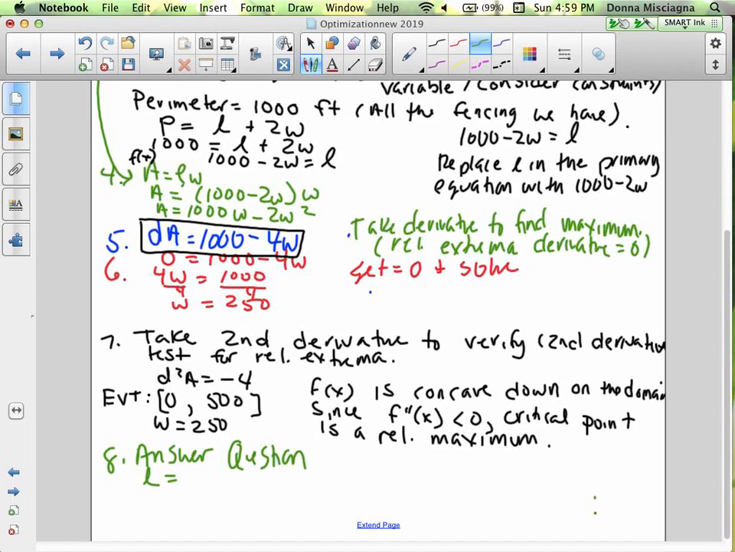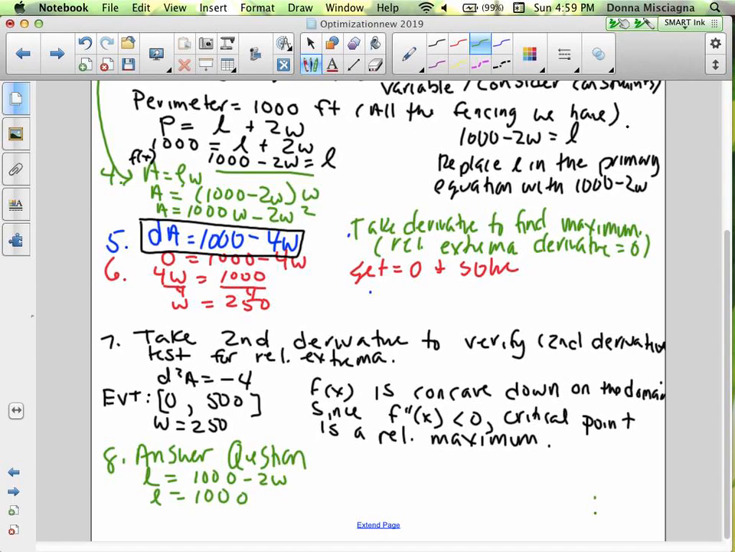The length is, so I can't remember if it was to max, it was what was the area or what was the dimensions, but we'll check that when I can see the question again. But either way, I need the length. Right? So to find the length, the best equation is right there, 1,000 minus 2W. So L equals 1,000 minus 2W.